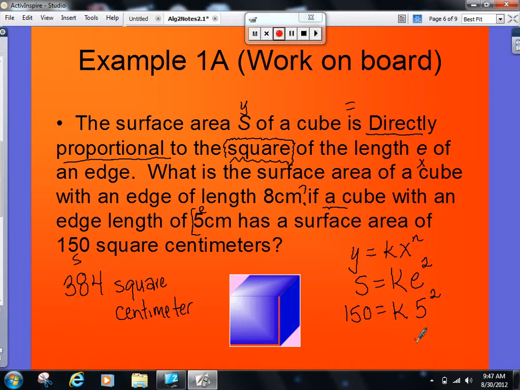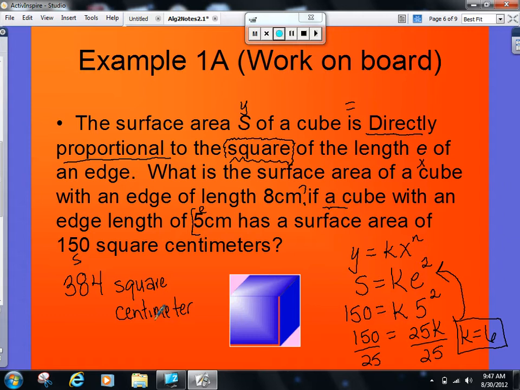Now I can figure out what K is. 150 equals 25K. Divide both sides by 25. And I get K equals 6. I am not done. I have not answered the question they asked me. Okay, what do I do with this K value? I go back to this equation and I plug it in.